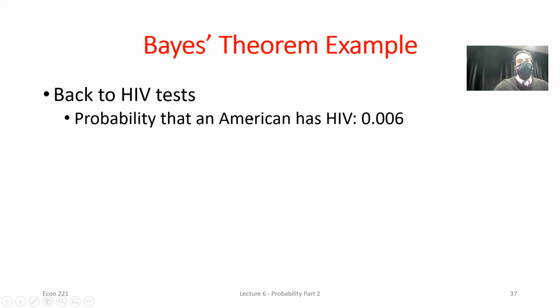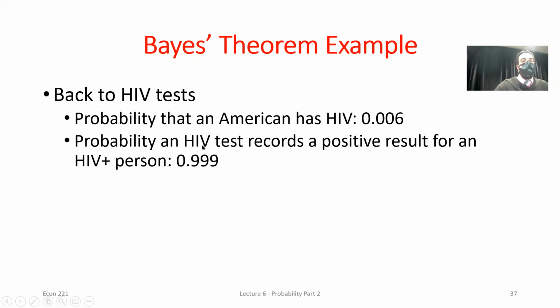If I'm thinking about whether or not somebody has HIV, there are only two outcomes, right? They either have it or they don't. So the probability that somebody has HIV, we could call this state of nature 1, is 0.006, if I just selected a person at random in the US. However, the tests are pretty accurate. If someone actually is HIV positive, the probability that we see a positive test result is 0.999. So these tests are pretty accurate. If somebody has the disease, the test identifies it 99.9% of the time.